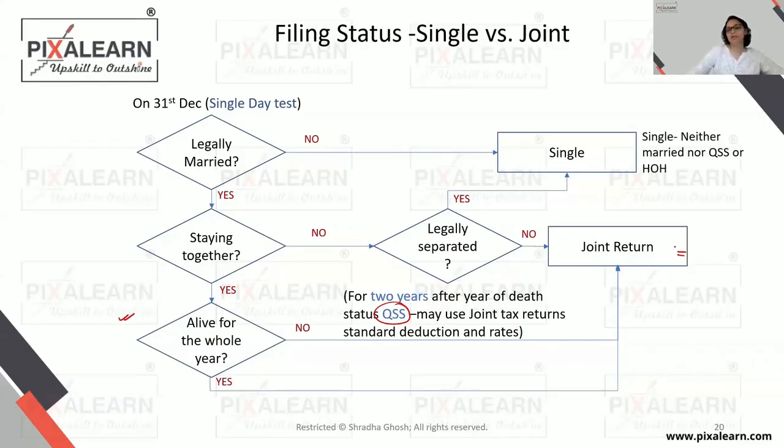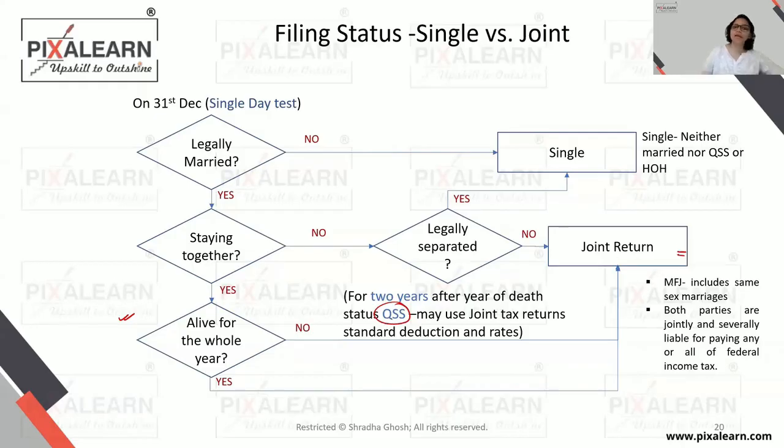Now, there are two things that I want you to remember here. One, if it's a married filing jointly return, please remember same-sex marriages are also legalized in the US, and you can file a married filing jointly return if it's a same-sex marriage. Second, the moment you file a joint return, both parties become jointly and severally liable for the joint liability of both of them.